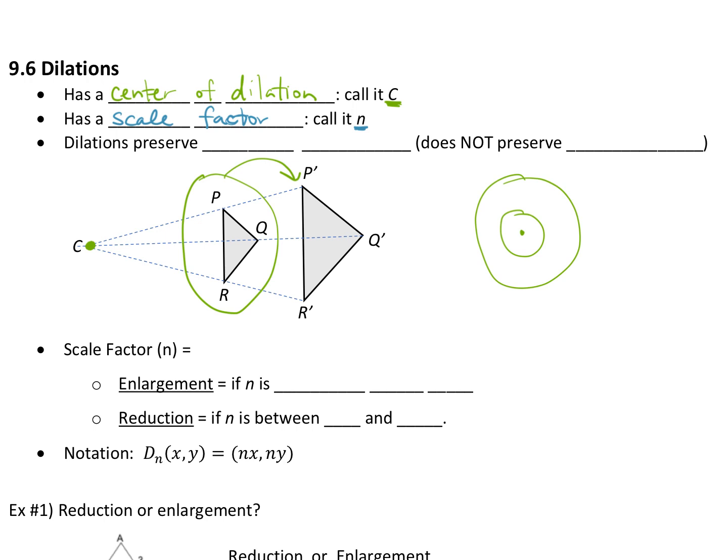Here's where things are a little bit different than they've been in the past. So far, everything we've done, the new figure that we got was the same size. Dilations are not. N is your scale factor. C is your center of dilation. There is no N here. We're going to get to N down here.